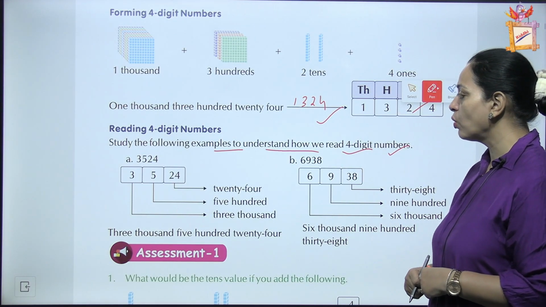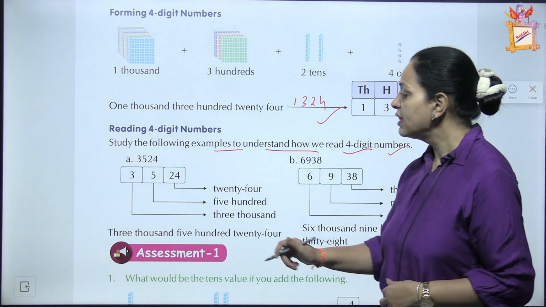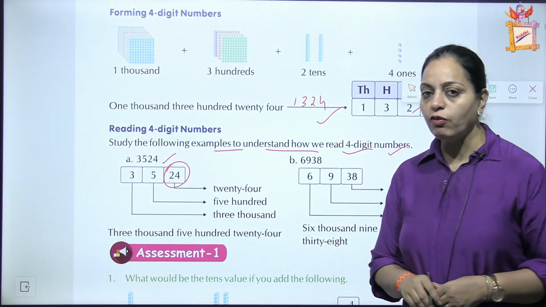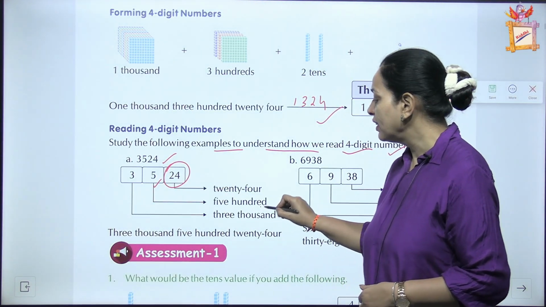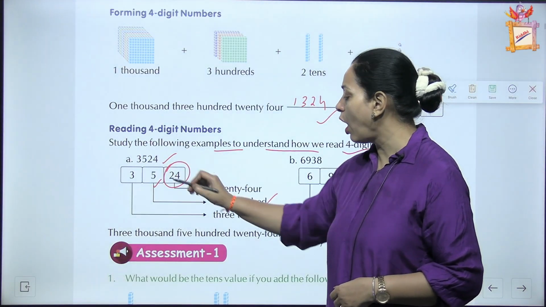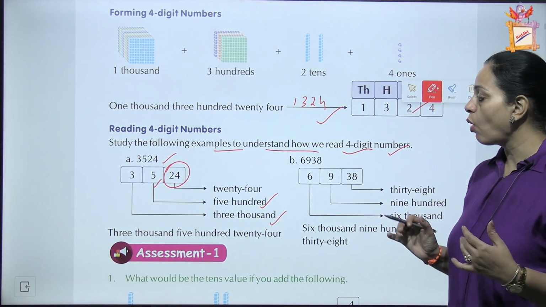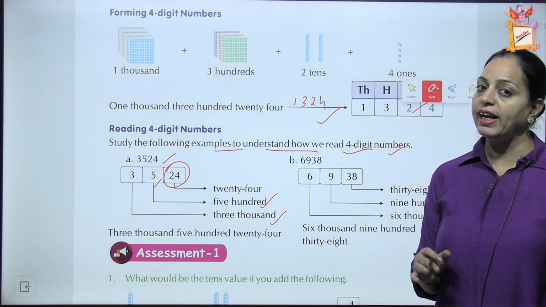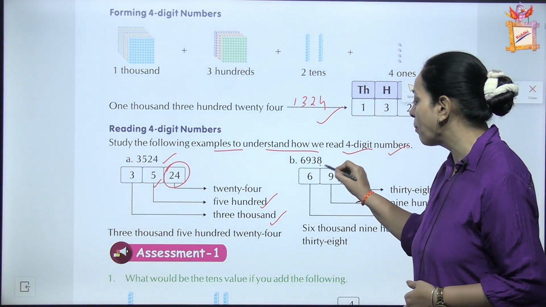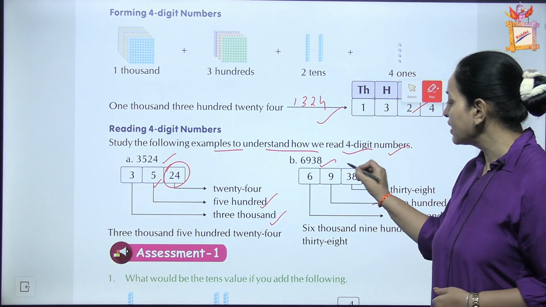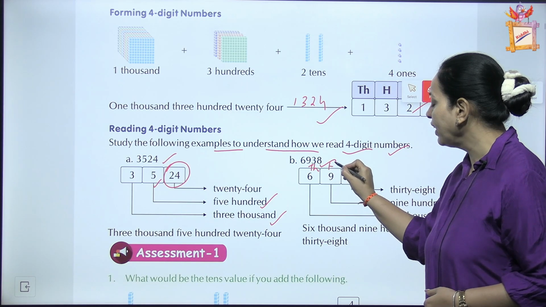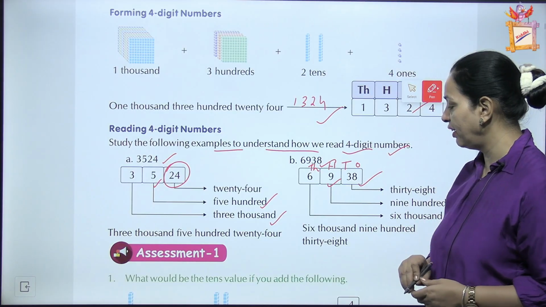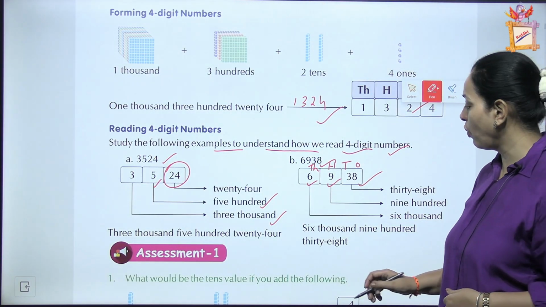Okay. Now reading 4-digit numbers, how to read? Study the following examples to understand how we read 4-digit numbers. See here, we have 3524. So this is 24. 5 is at hundreds place, this is 500, and 3 is at thousands place, so this is 3000. So how can we write 3524? We always combine the ones and tens digits, right? Now this number 6938, so 6 at thousands place, 9 at hundreds, this is ones, this is tens. So this is 38, this is 900, this is 6000. So what will you write?